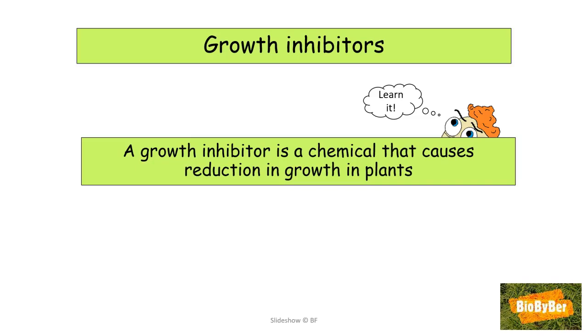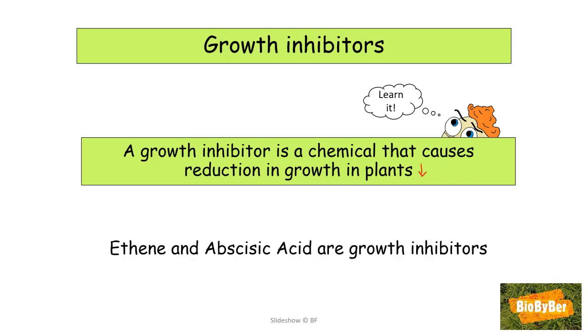What are growth inhibitors? Just to remind you, the definition of a growth inhibitor is an objective of this lesson. So, a growth inhibitor is a chemical that causes reduction in growth in plants. Ethene and abscisic acid are growth inhibitors. The chemists amongst us might recognize ethene by its older name of ethylene.